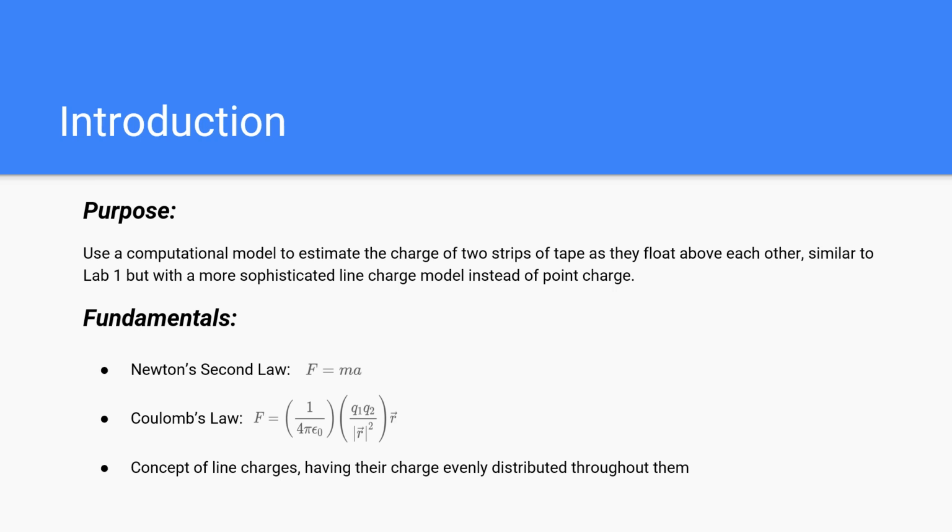Some of the physics fundamentals of this lab: the tape was meant to model point charges, and for this it was assumed that the tape has an equal and uniformly distributed charge so that we may apply Coulomb's law. In order to calculate the charges of each piece of tape, we use Newton's second law and Coulomb's law. And using the estimated dimensions of an atom, it is possible to calculate the number of excess and deficient electrons per atom for each piece of tape.